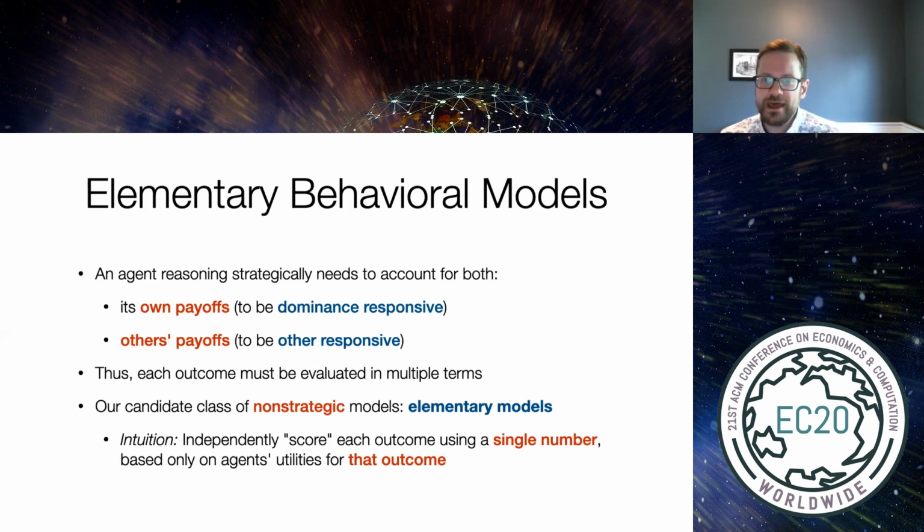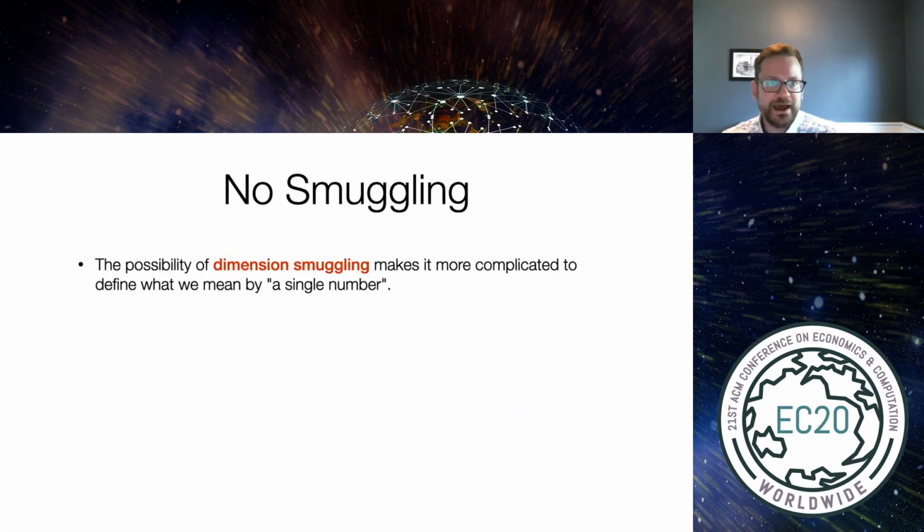Okay, we call these elementary models. And the idea behind an elementary model is you score every outcome using just one number. And then you make your decisions based just on that single number for every outcome. Now, real analysis is annoying sometimes. There's this thing called dimension smuggling, where I can encode arbitrarily many real numbers into one real number. Please don't do that is something we have to do a little work to make happen.